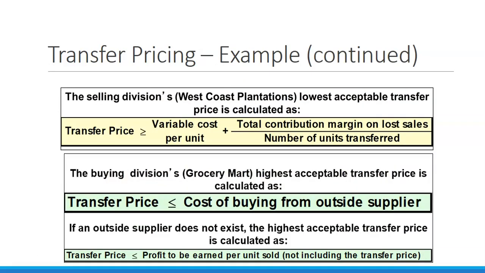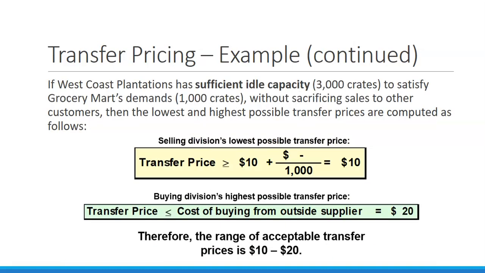So when they're talking about creating a transfer price, the lowest acceptable transfer price for the selling division is variable cost per unit plus any contribution margin lost on lost sales. And the buying division's highest acceptable transfer price is the cost of buying from an outside supplier. So if an outside player doesn't exist, then we would calculate it as the profit to be earned per unit sold, not including the transfer price. So let's put real numbers into that.